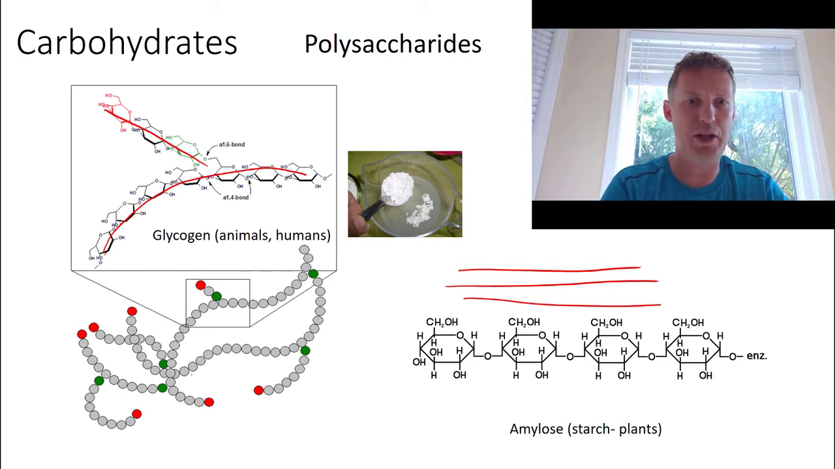And it can branch in many and various different ways, as we see in the diagram here at the bottom. That takes up a lot more space, but it also provides a lot more flexibility. So as humans and animals, we can bend and move and so on without having the fibers get in the way.